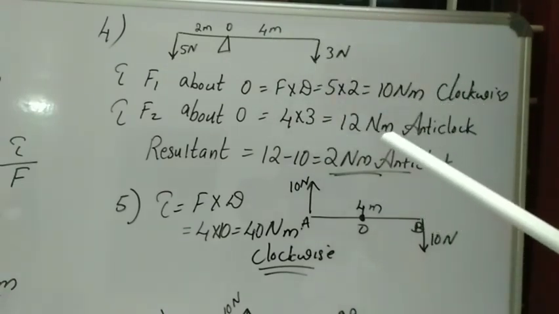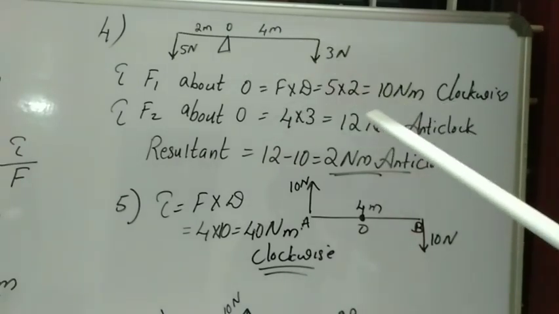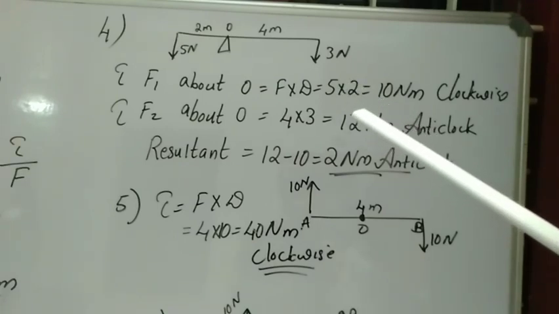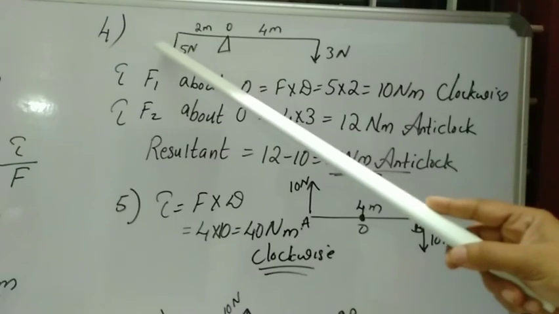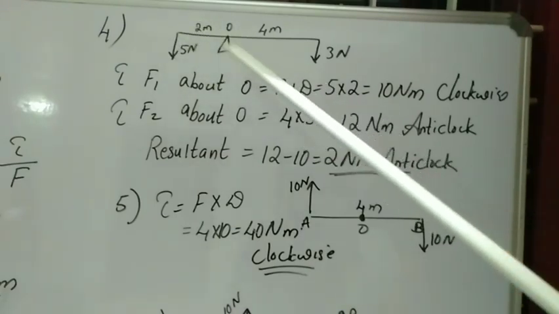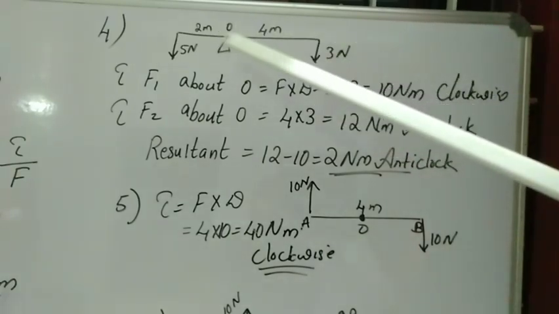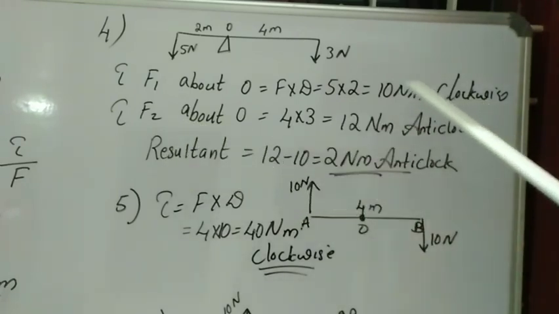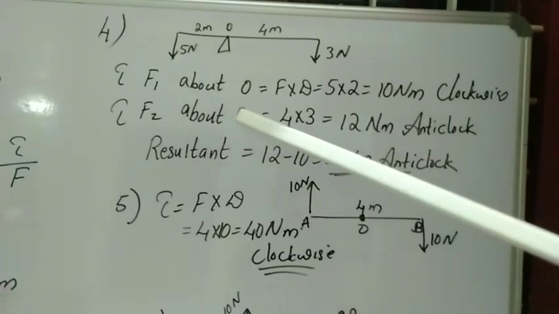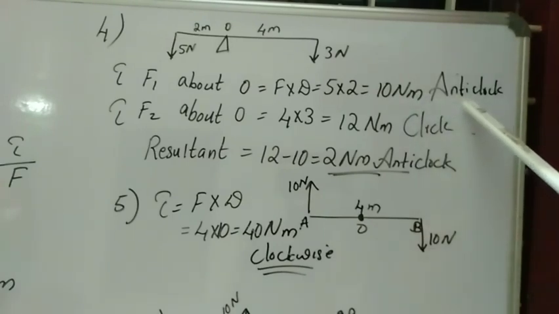Diagram shows two forces F1 5 Newton and F2 3 Newton acting at the point A and B of a rod pivoted at the point O such that OA is 2 meter and OB is 4 meter. Calculate the torque or moment of force F1 about O. So this is F1. F1 about O, that is force into distance. 5 into 2 you will get 10 Newton meter. As I told, this 10 Newton meter is having anti-clockwise. Sorry, I wrote here clockwise. The first one is anti-clockwise, turn in this side. So we got 10 Newton meter anti-clockwise.